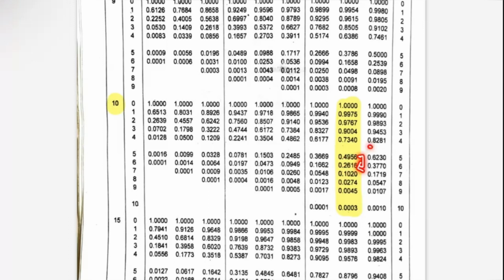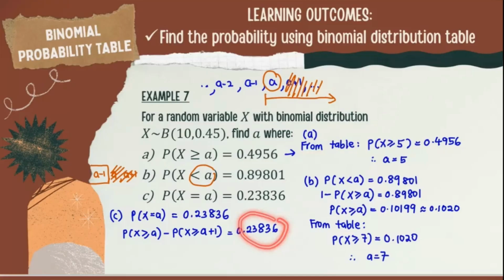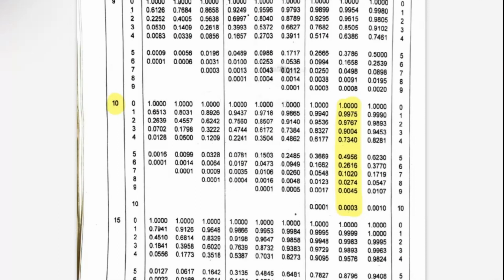Ini kita dapat 0.2340. Is it the value that we want? Oh tidak. Kita nak 23836. So tadi belum menghampiri 2, 3, 8, 3, 6 lah. So kita tengok yang atas ni pula. Cuba tolakkan dia. Dia dapat apa? 0.7340 minus 0.4956. So I get exactly 0.2384, which is the one that kita cari lah.